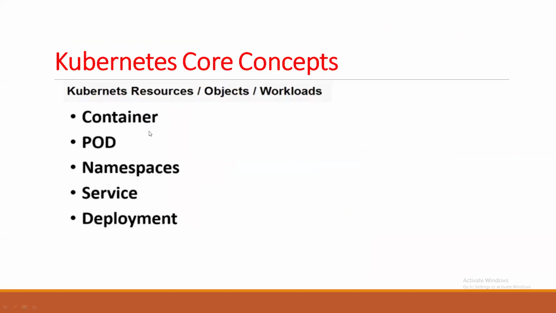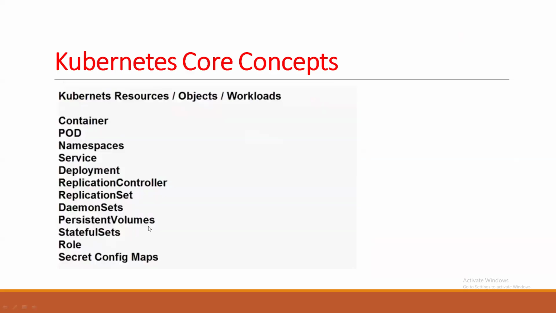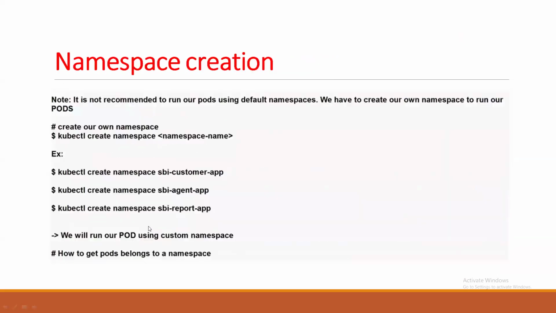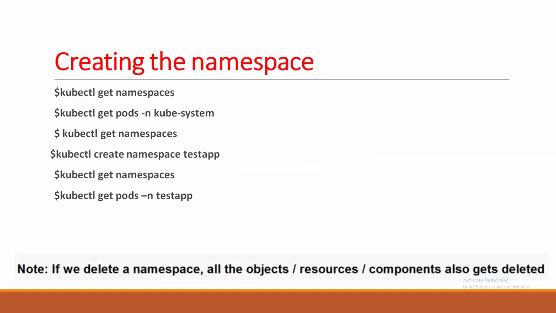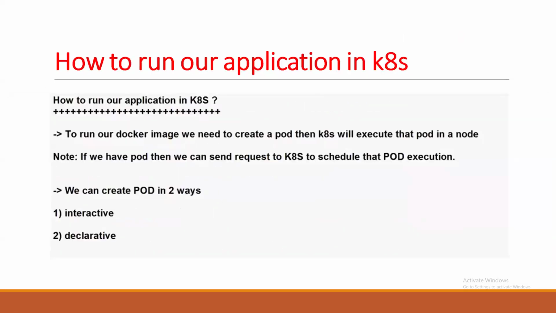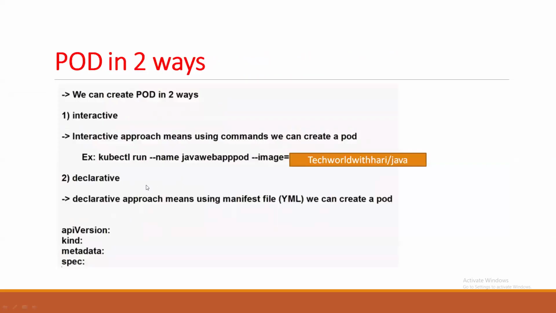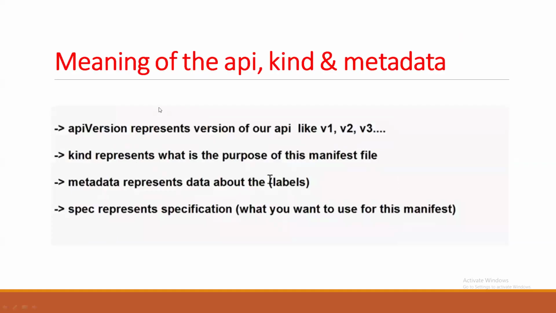You understood, right? Container, pod, namespace, service, deployment. We already discussed namespace creation and pods with kubectl. We already discussed how to run our applications in interactive or declarative mode. Interactive we already showed; declarative mode uses API version, kind, metadata, spec. API version represents the version of our API, like V1, V2, V3. Kind represents the purpose of this manifest file: a deployment file or a pod file.